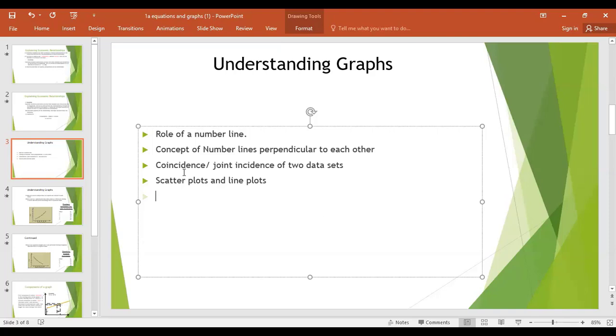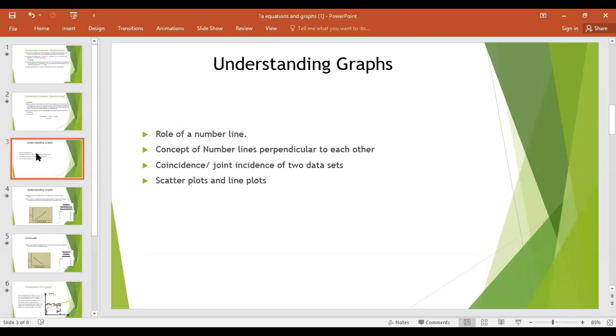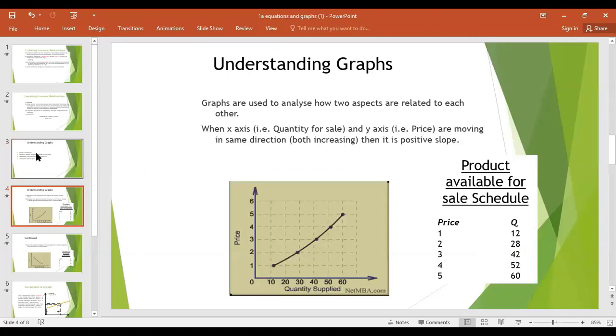So the advantage is it will also confirm. Sometimes the dot will show that there is a coincidence, but it is not joint incidence. It's only coincidence. ठीक है? There are tools to do it. So next is the example of supply curve.